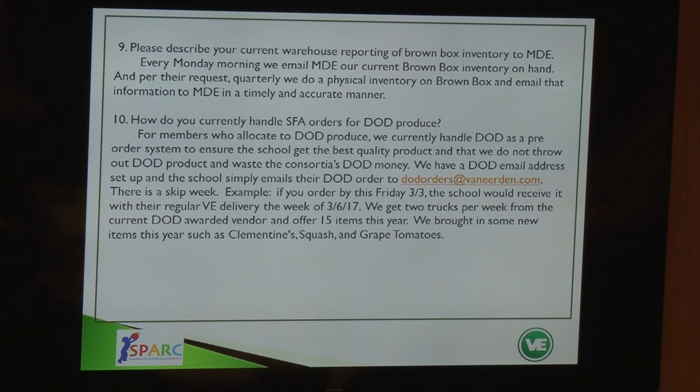We've tried some new things this year, clementines, which were really well received. Everyone was thrilled to get those past month. Squash and grape tomatoes, just to try to help people use that money. Any questions on our DOD process?